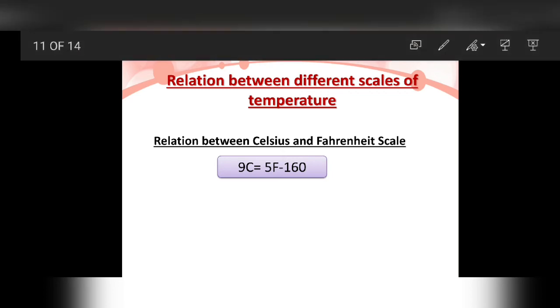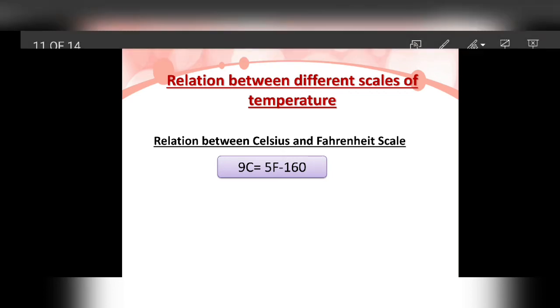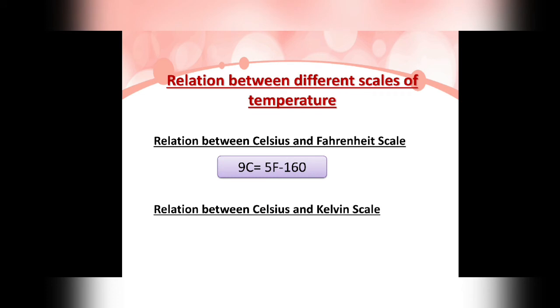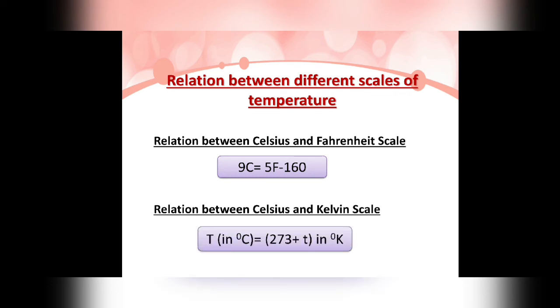Next is the relation between Celsius and Kelvin. The relation is that the temperature in degrees Celsius plus 273 is equal to the temperature in Kelvin. The temperature you have will be added to 273, and that will be equal to the temperature in Kelvin, right? This is how we will convert Celsius to Kelvin or Kelvin to Celsius. Now, conversion between Celsius and Fahrenheit first.